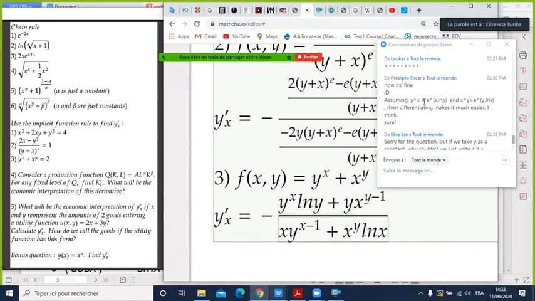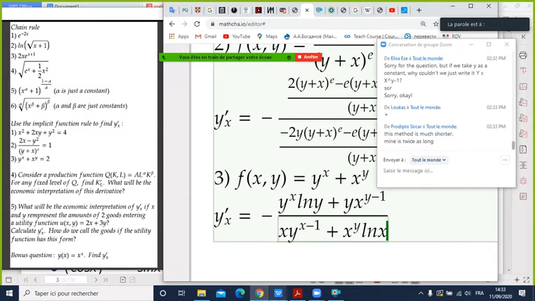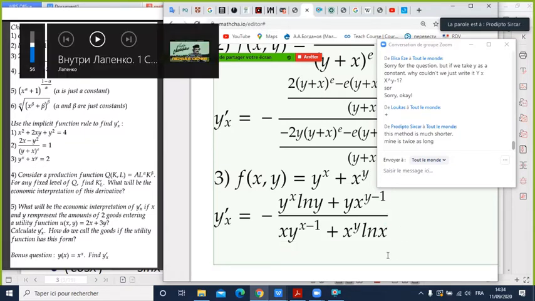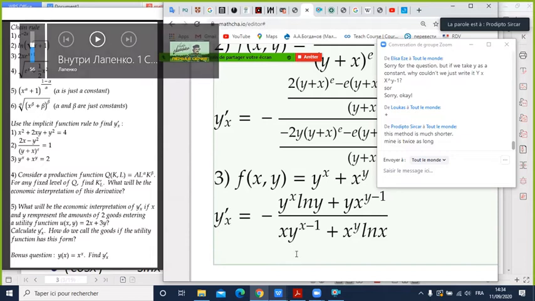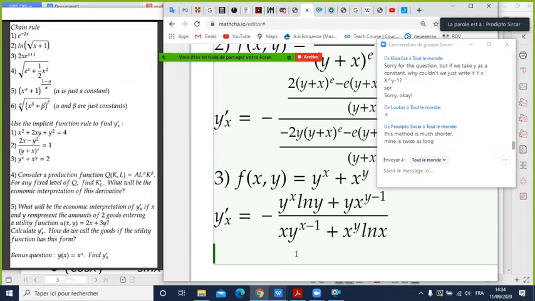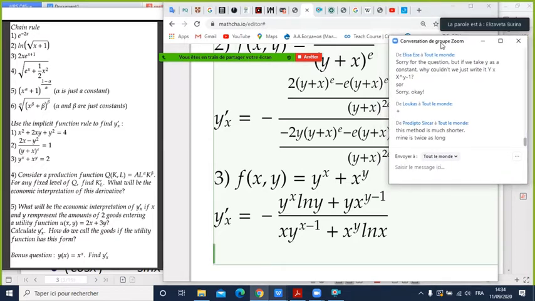Yeah, Prodipto, you can unmute yourself. It's twice as long, because first you... It can be done, as I said, if we use the logarithmic definition of the function, expressing it in terms of exponential. But it's very long. Yours is very short. It just takes 2 steps. Yes, well, unnecessarily long. Okay, but you're right.